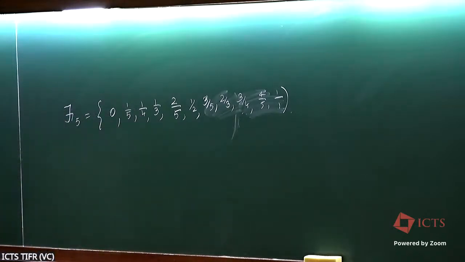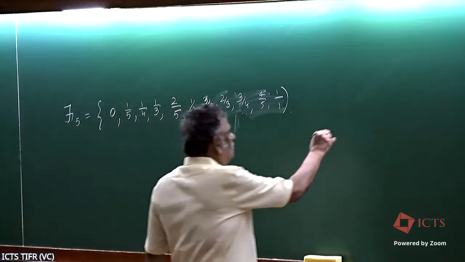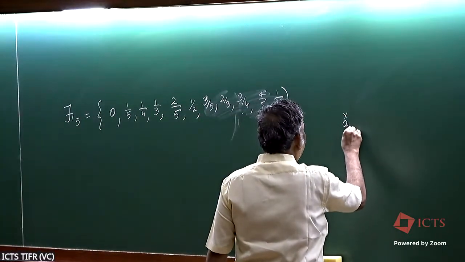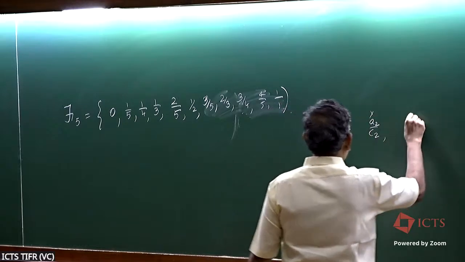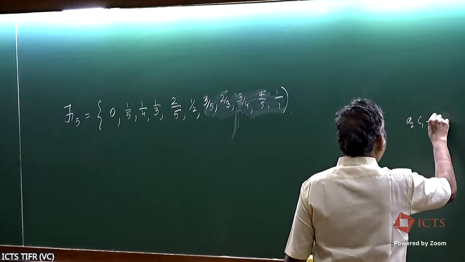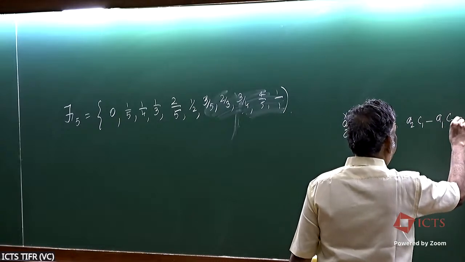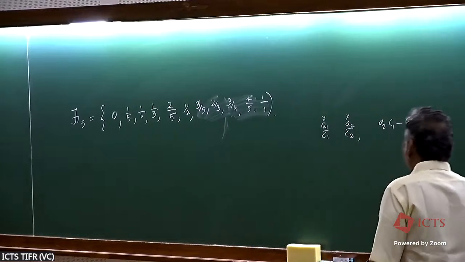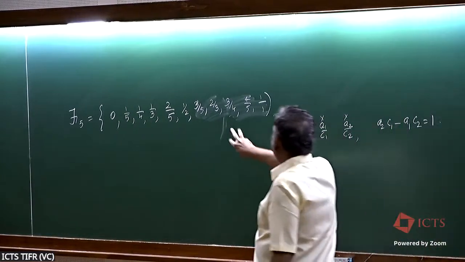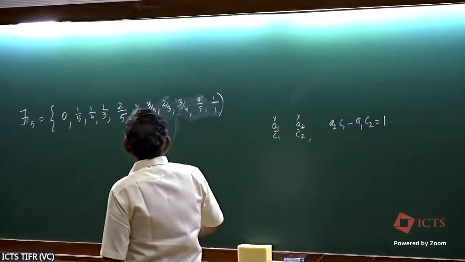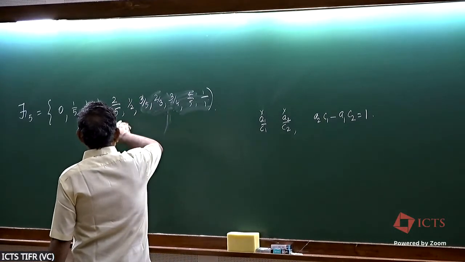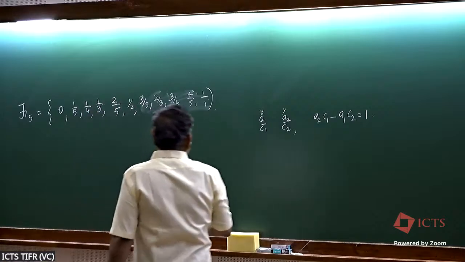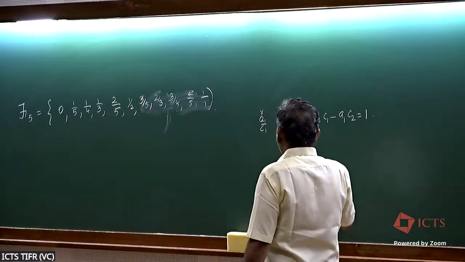And you make some simple observations. The simple observation is that if a1 by c1 and a2 by c2 are consecutive, then a2 c1 minus a1 c2 equals 1, which always happens here. This is 1, and this is 1, and this is 1, and so on and so forth. And remember, this is one thing.